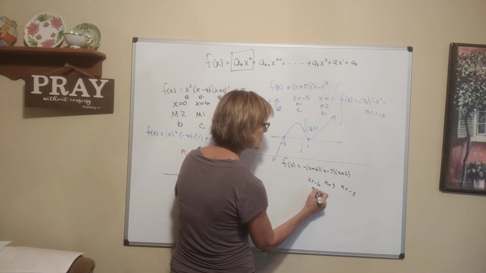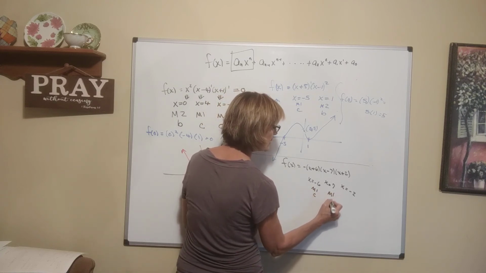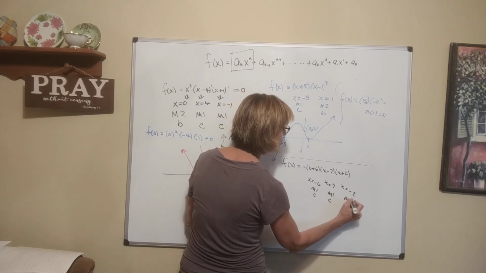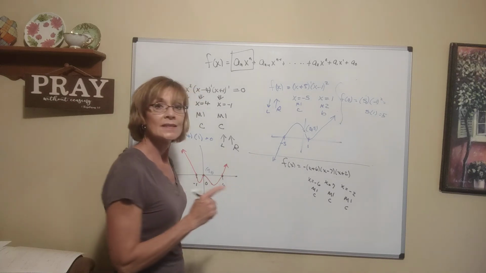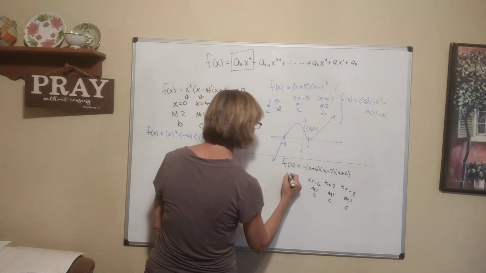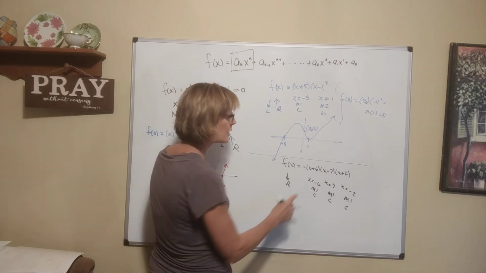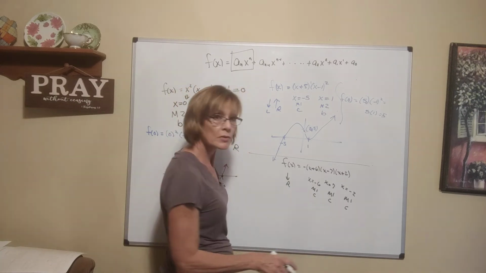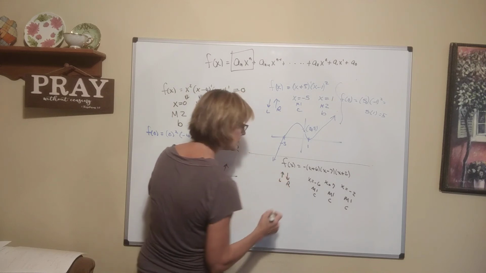This 0 has a multiplicity of 1, it will cross. Multiplicity of 1, it will cross. Multiplicity of 1, it will cross. The leading coefficient is negative, so that means it's going to be down to the right. The degree of this polynomial is 1 plus 1 plus 1, which is 3, which is odd, which means it will switch from the right, so it'll be up to the left.